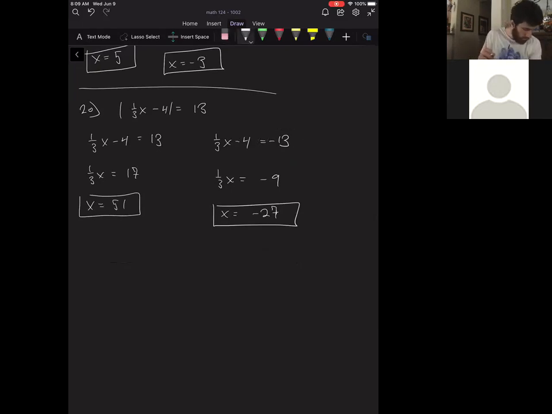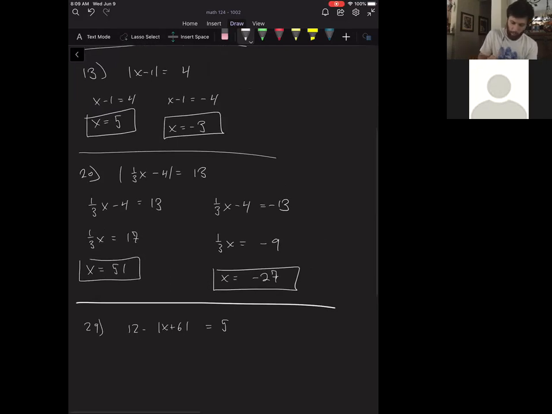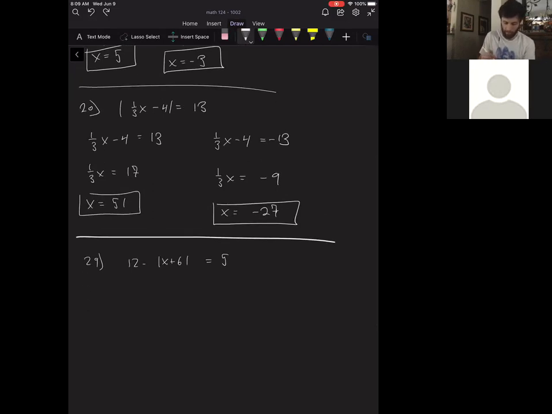All right, how about, let's do one more, like 29. So 29 is basically the same problem, but we have to do some reorganizing before we solve this. So we have 12 minus the absolute value of x plus 6 is equal to 5. If you look at above, every problem that we had had the absolute value on one side and just a number on the other side. So we still need that set up. So we just need to get the absolute value on one side and everything else on the other side.